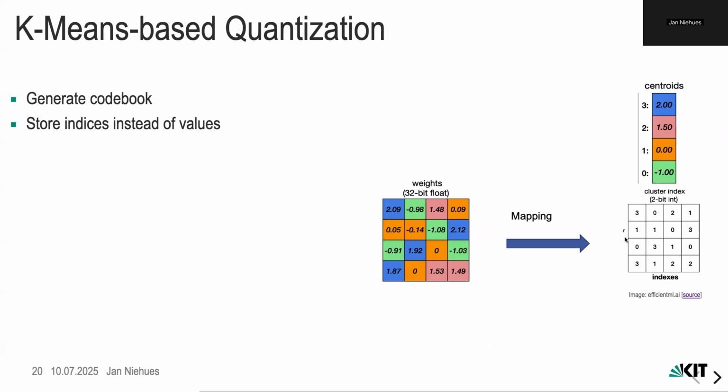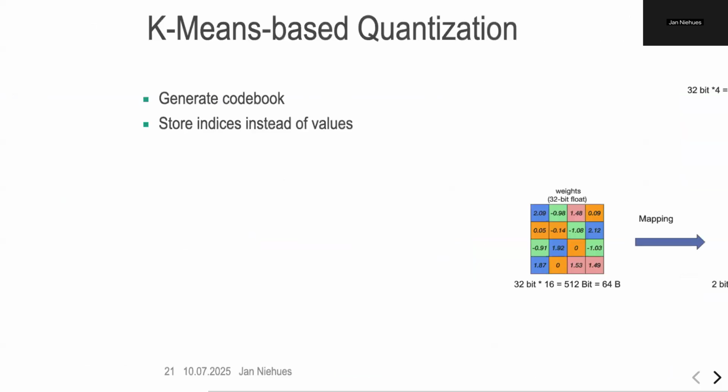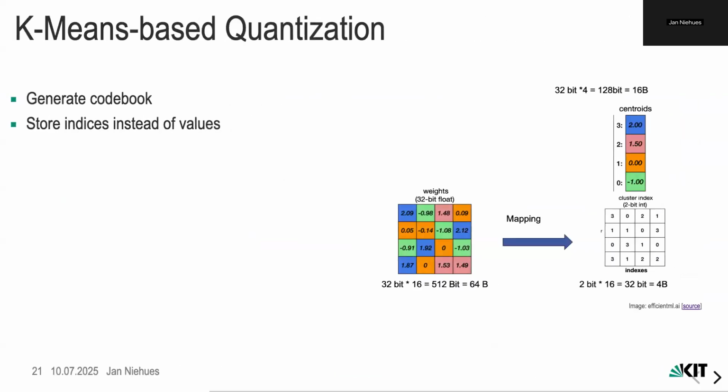So the first question is, is this more efficient? Do we need to store less in this one than we had before? Let's do the math for that. What we have to store is 32 bits for each of these numbers. There are 16 numbers in here, which makes 512 bits or 64 bytes. What we also have to store is the centroids, which is 32 bits times 4 here. So 128 bits, so 16 bytes. And this one is now, of course, more efficient.